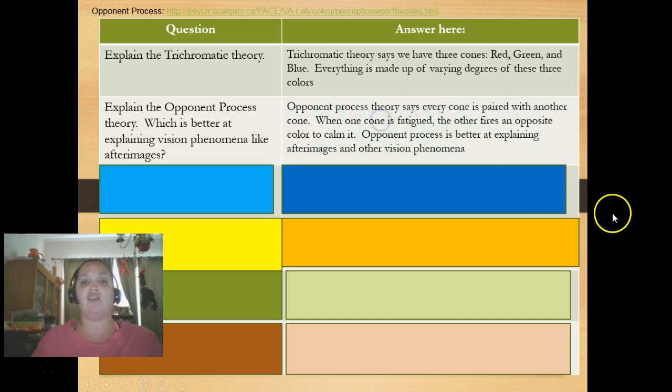And opponent process theory says we still have these cones, but they are paired up. So I've got a red one right next to a blue one. And when the red one fires, it gets tired, right? And so it needs a break. And so the other one fires to kind of calm it down, like chill, I got this, it's okay. And that's why when you look away and you look at the wall, or a white image or something, you will actually see that opposite image. That is opponent process theory. So opponent process theory does a really good job of explaining afterimages and other vision phenomena.